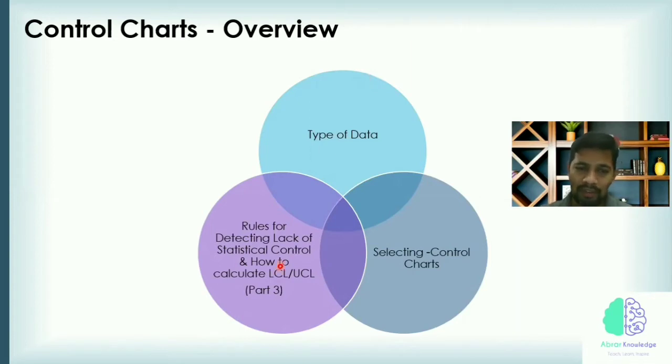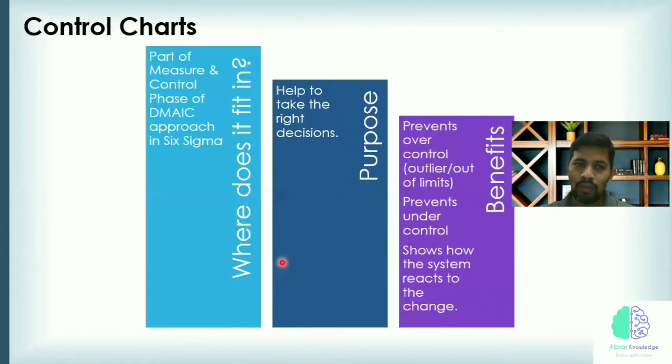In part 3, we will be talking about the rules for detecting the lack of statistical control and how to calculate LCL and UCL. So this is the agenda. The control chart, why is it used? It is used to measure. It is used in two phases: one is the measure phase, and one is the control phase of DMAIC.